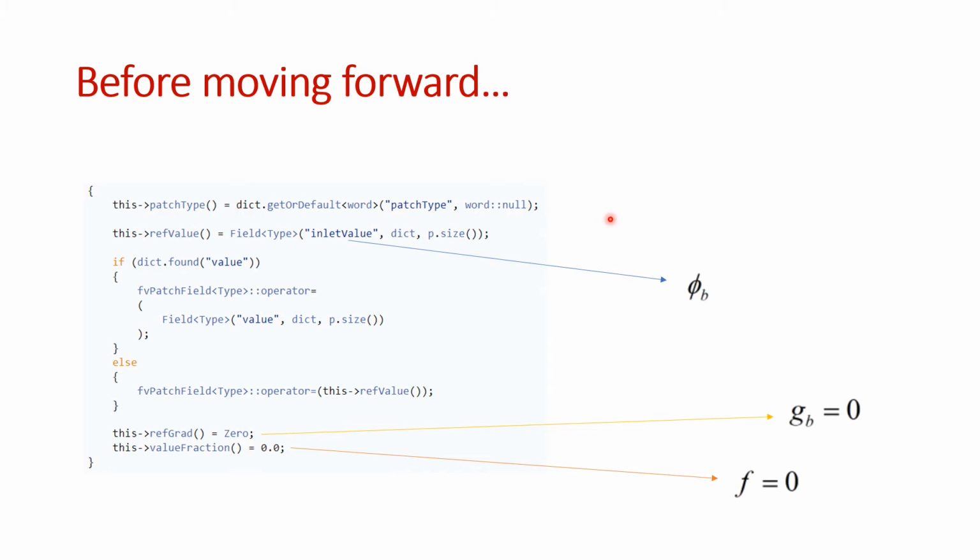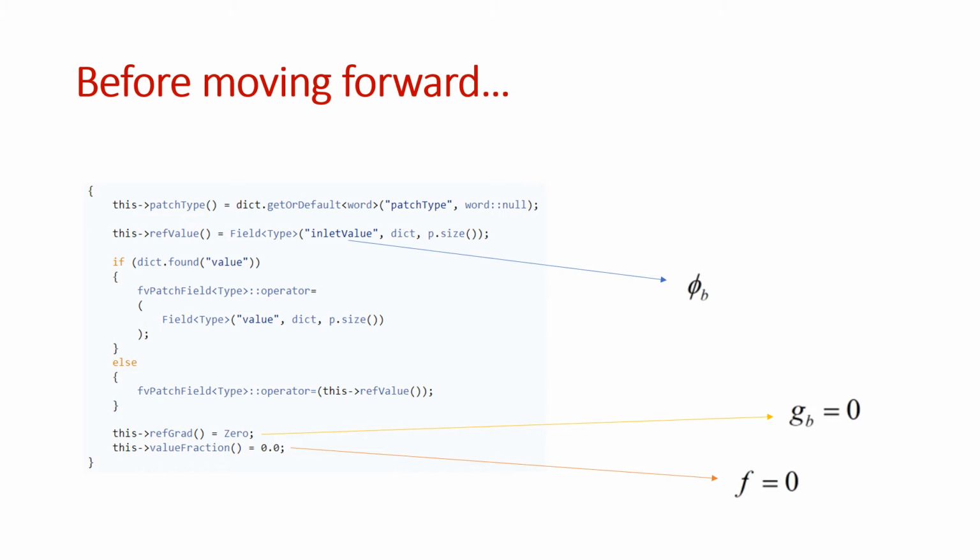So before moving forward, we'll have to initialize all the variables. The reference value is set from what we type, what we give as the value inside this inlet value, which I just now showed you, and that is equal to phi b. The reference gradient gb is set to 0, and this is going to be permanently set as 0, we know that. And the value fraction is initialized at 0 in the beginning. But here is the trick.